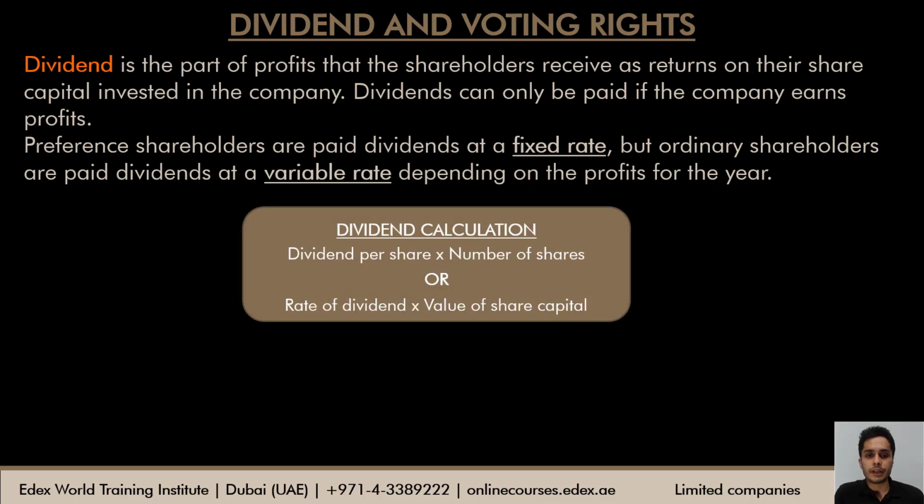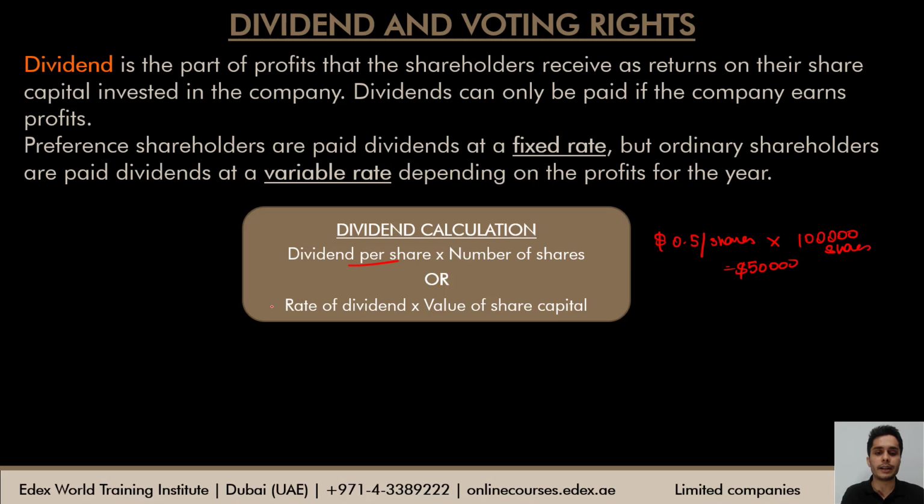So how do you calculate dividend? There are two ways of calculating dividend, depending on the information given. One way is that dividend per share is given. So the question might mention that dividend per share is 0.5, and you are also given the information that the total number of shares the company has issued is, let's say, 100,000 shares. So the total dividend here would be $50,000. What I've done is dividend per share multiplied by number of shares.